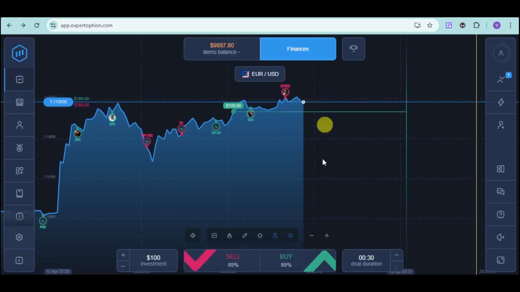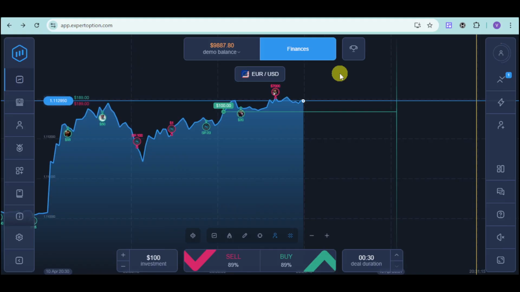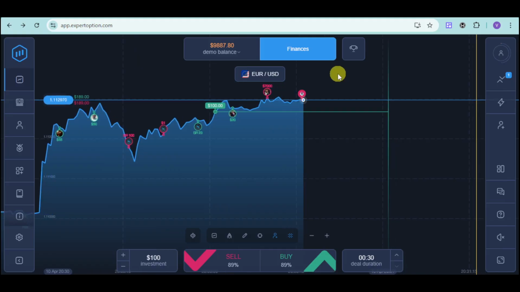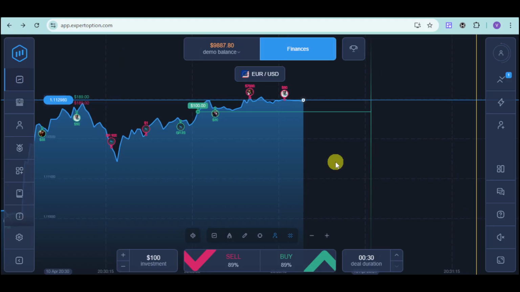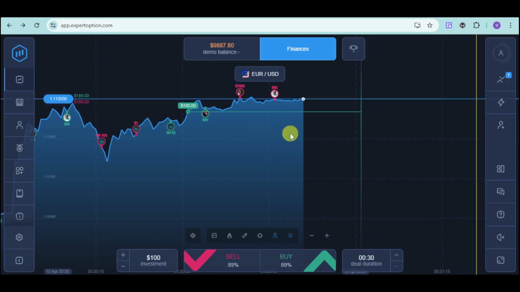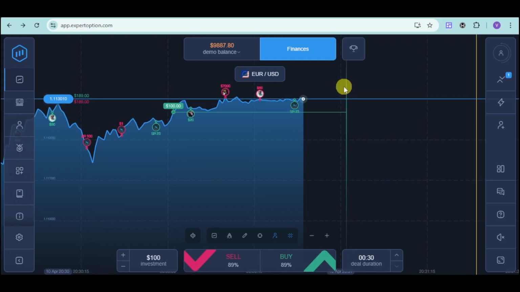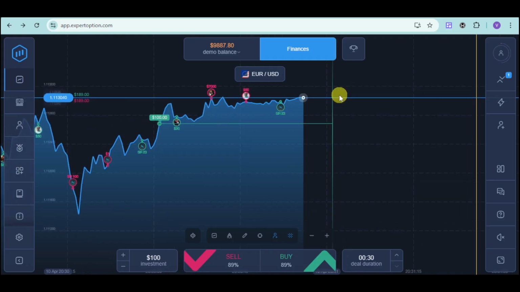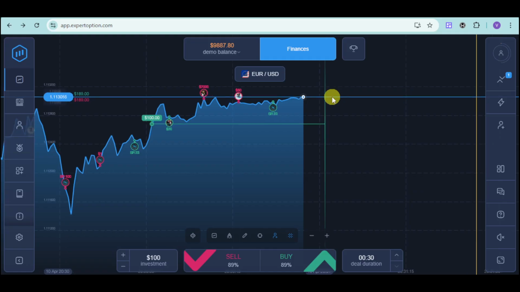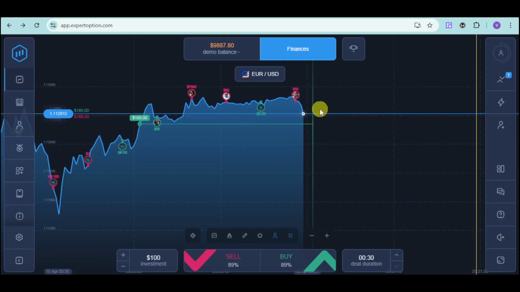So the goal is to stay on top of it since I actually bought something. If I sell something, we need to stay below this. So let's wait for this right here. And let's hope that by the time this line ends, we are actually above the threshold. So let's wait for this.